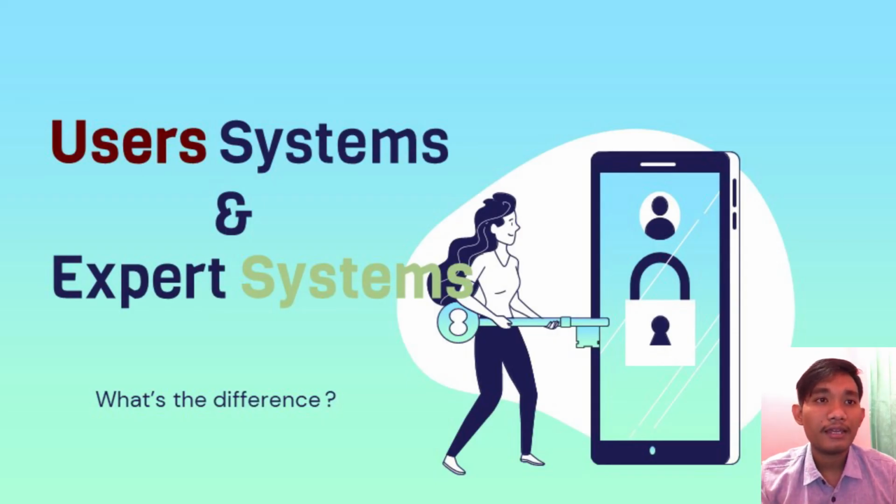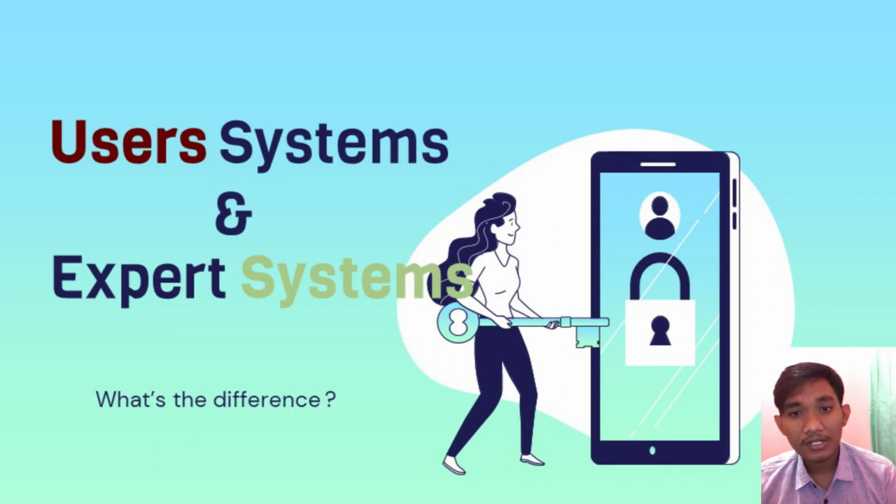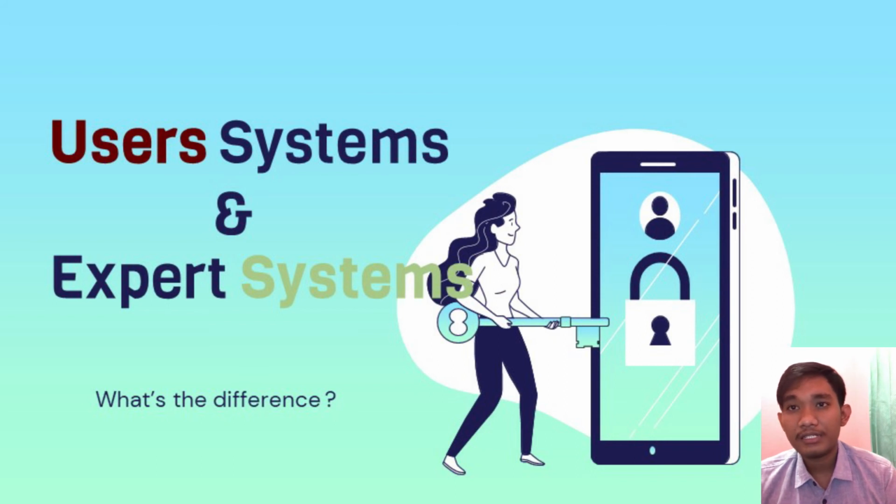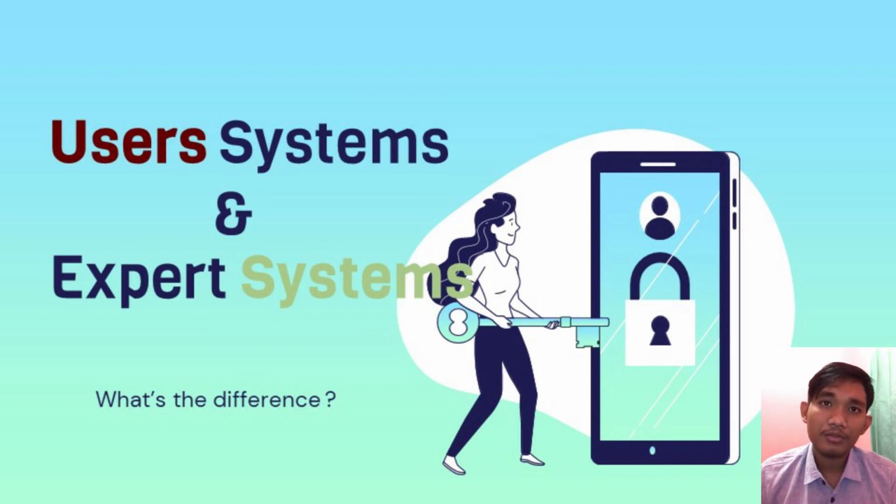Moving on to the next slide. So, user system and expert system. What is the difference? When we talk about systems, there are two types of them: user system and expert system. What makes the difference is just how to use it. A user system means it can be used easily by employees with no need for training. But an expert system needs training to be able to use it and is more complicated.